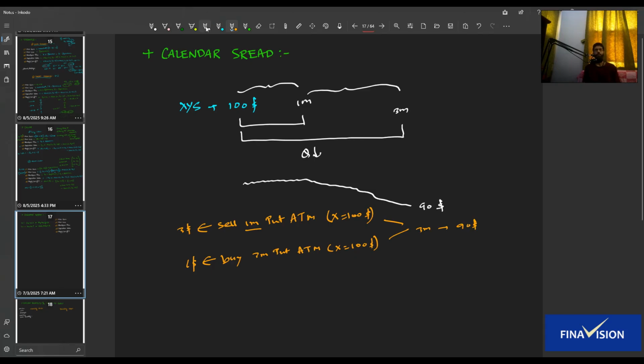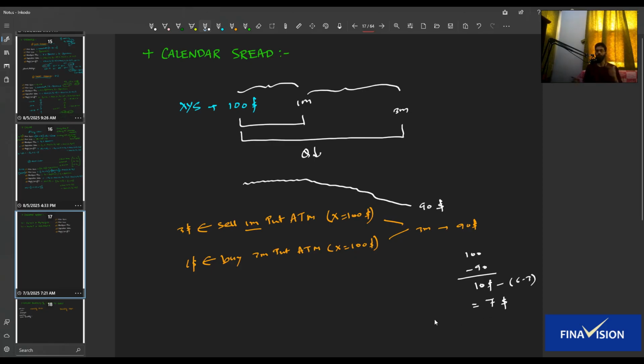$90. And what is the payout, friends? The payout is 100 minus 90, which is $10. This is the gross payout minus the net premium, that is 6 minus 3. The payout is again $7, right? So here again, it is assumed that both the speculations are going to be correct. In that case, there is an earning of $7.